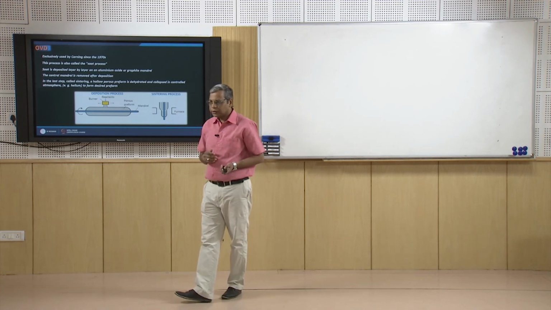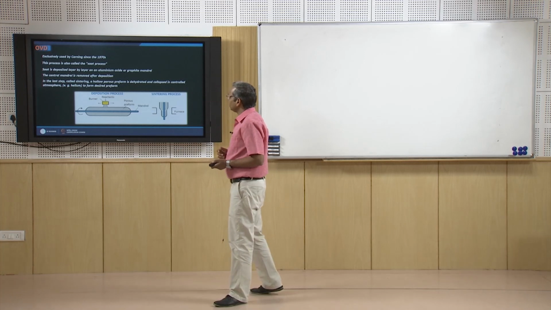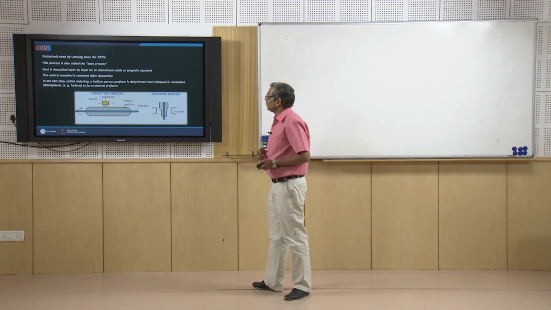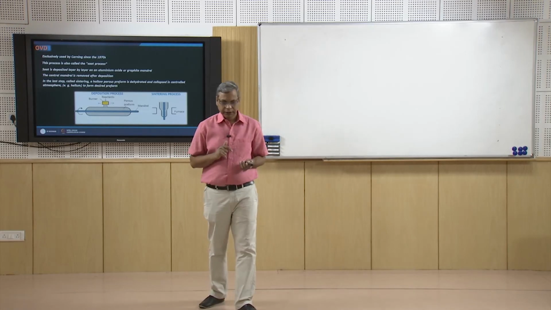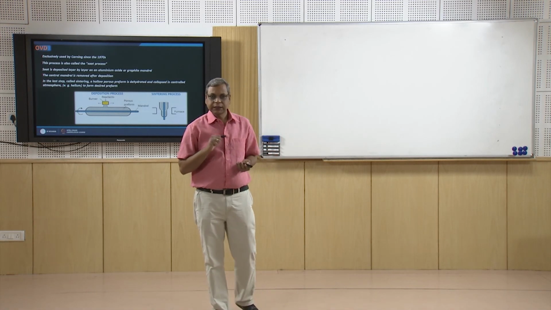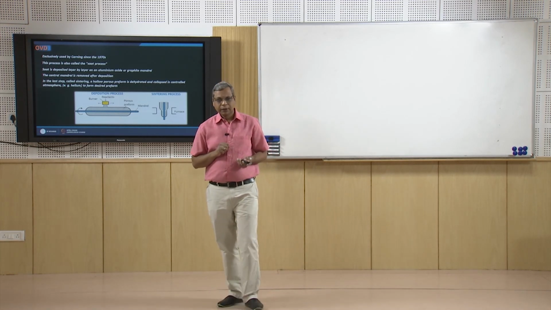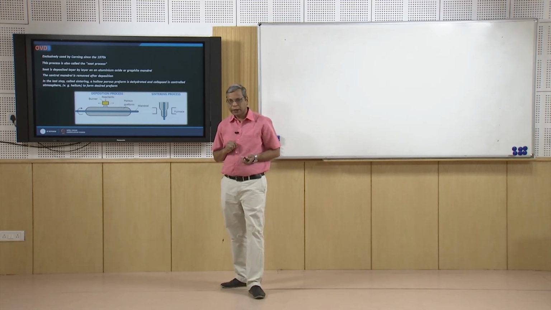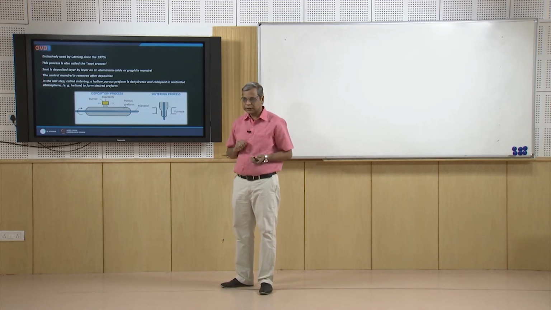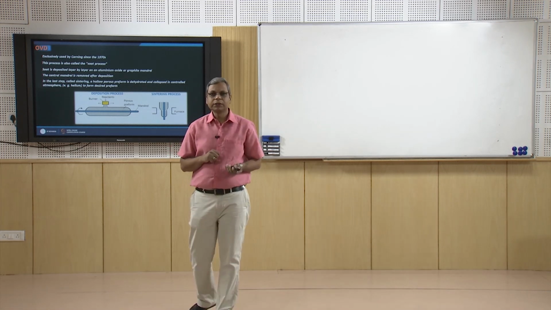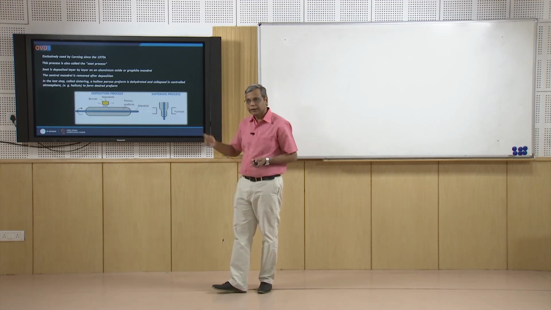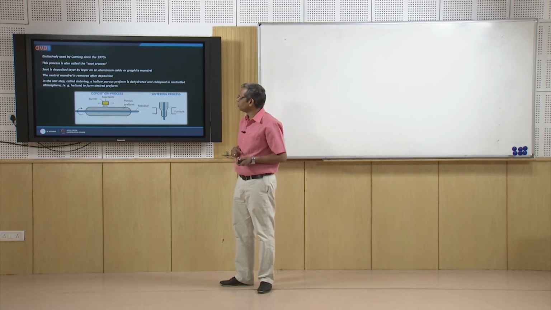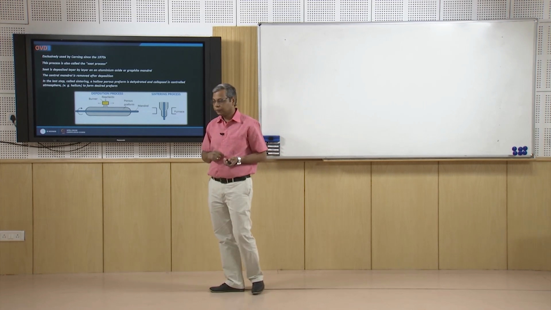Then there is the outside vapor deposition, OVD technique, which has been exclusively used by Corning since the 1970s. You remember that Corning Glass Works was the first company which produced a fiber with very low loss. In 1970, the fiber they produced had a loss of 16 dB per kilometer, and that marked the revolution in optical fiber communication actually.